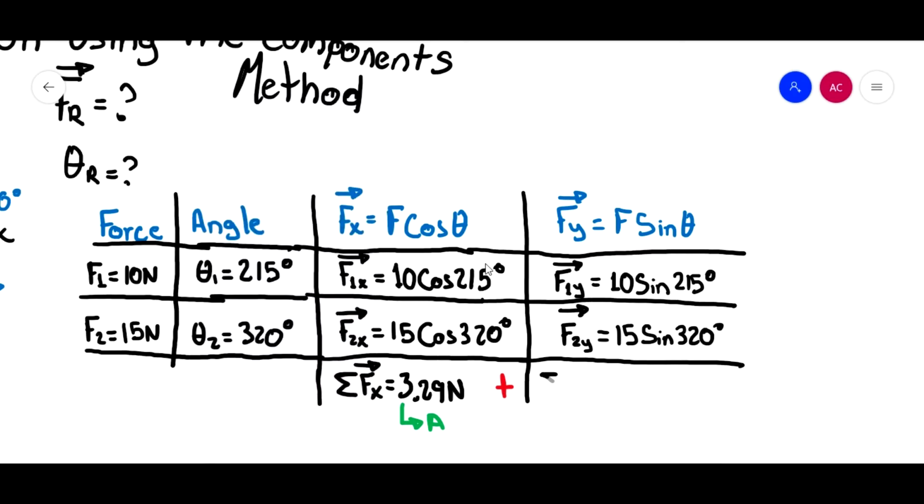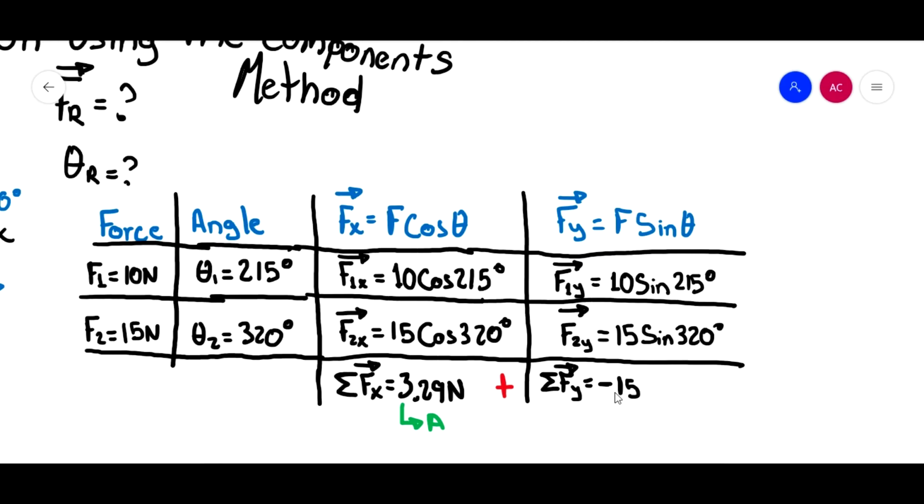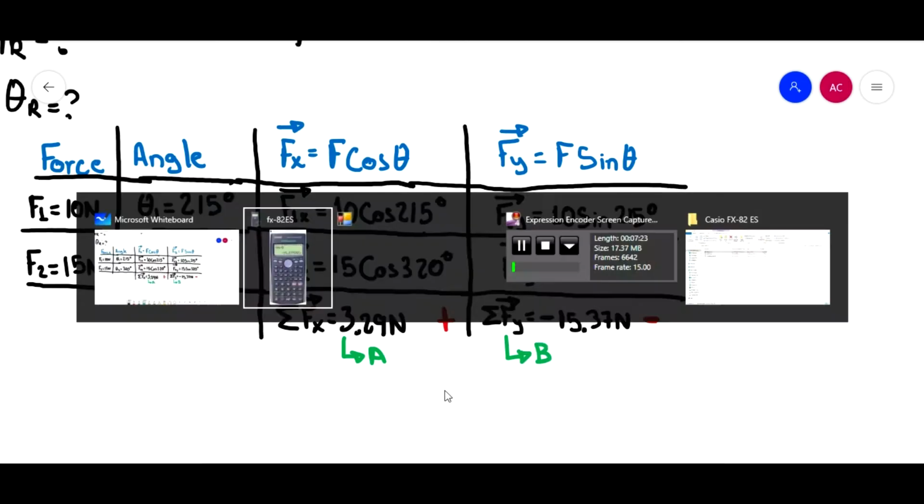The sum of forces in Y equals minus 15.37 newtons, and I'm going to write that the sign is negative. Okay, so I'm going to save this value in the memory B. Okay, I already got it in B.